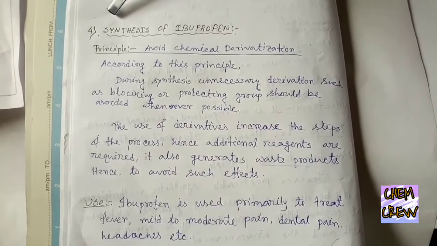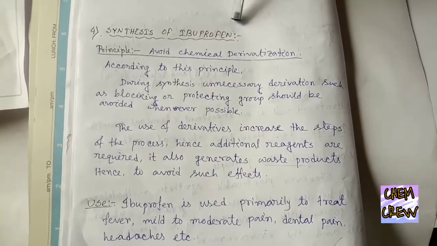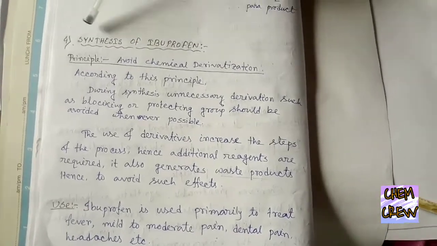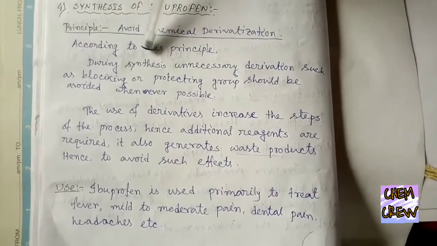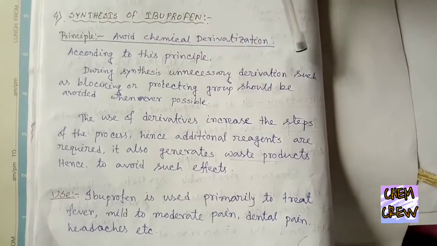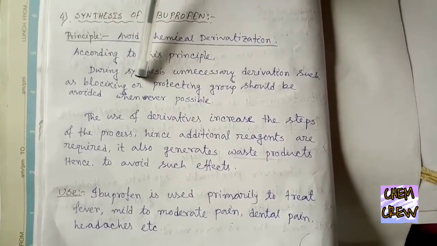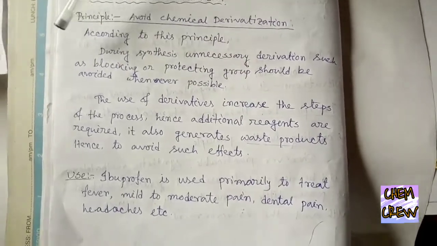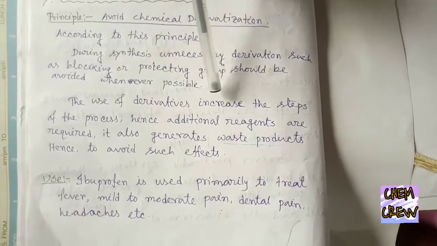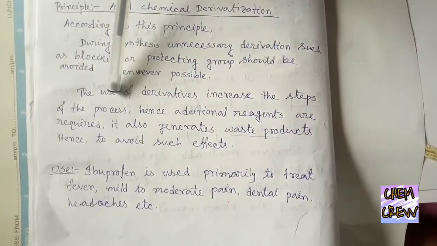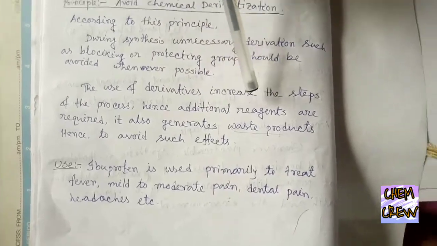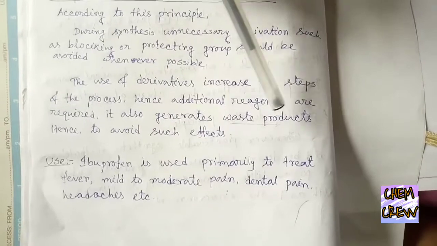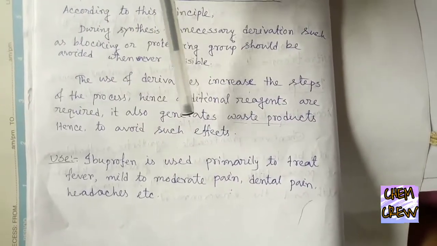The fourth application is synthesis of ibuprofen. It is under the principle of avoiding chemical derivatization. According to this principle, during synthesis, unnecessary derivatization such as blocking or protecting groups should be avoided whenever possible. The use of derivatives increases the steps of the process. Hence, additional reagents are required. It also generates waste products, and hence to avoid such effects.